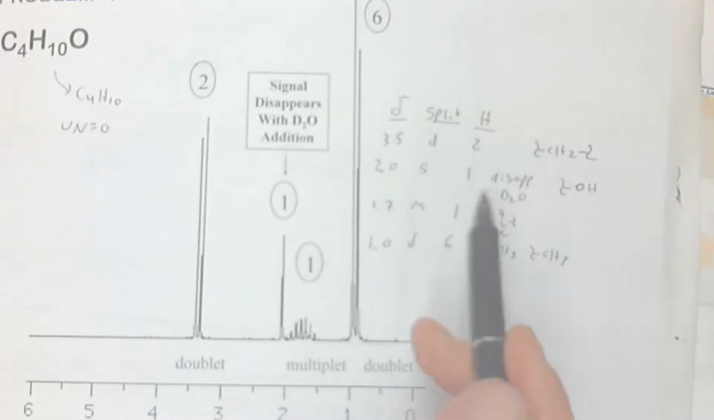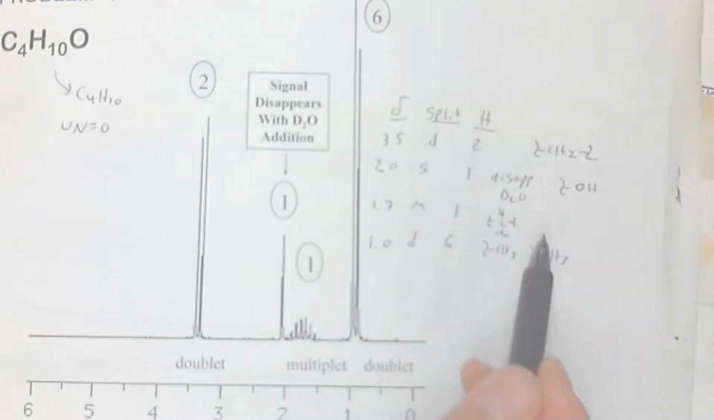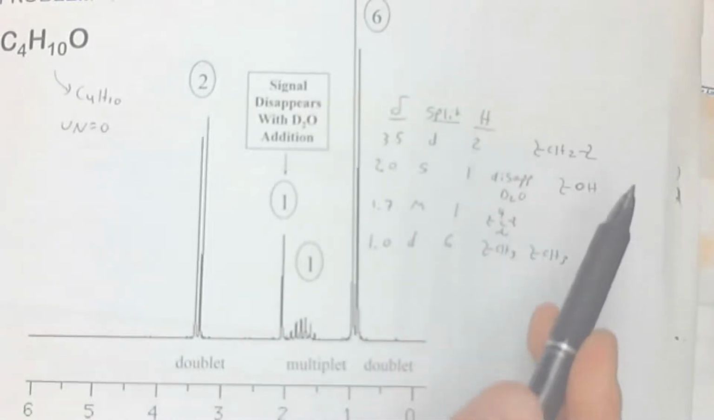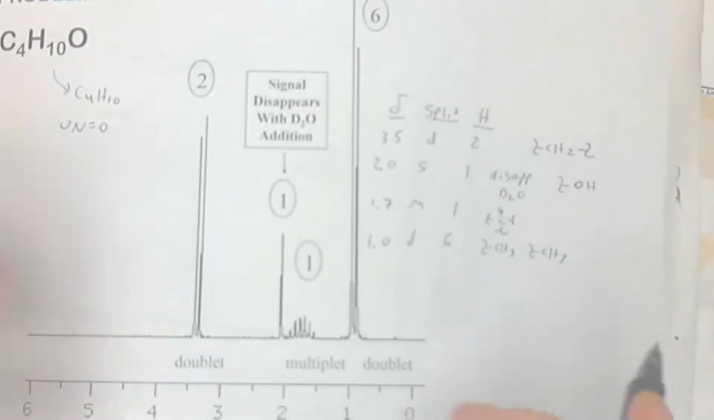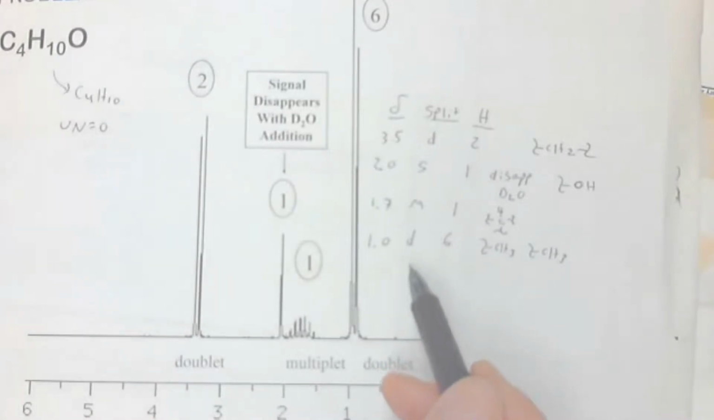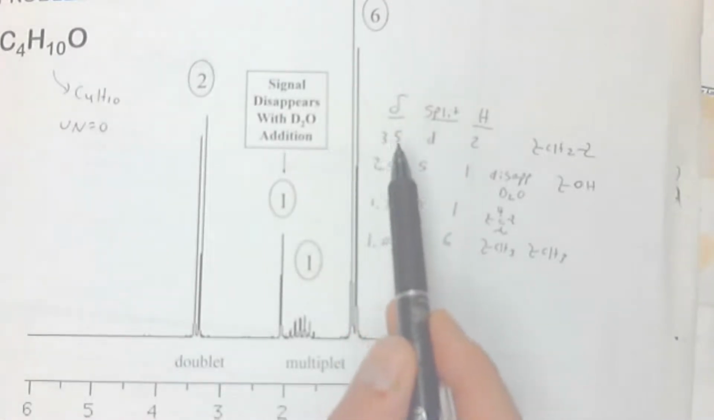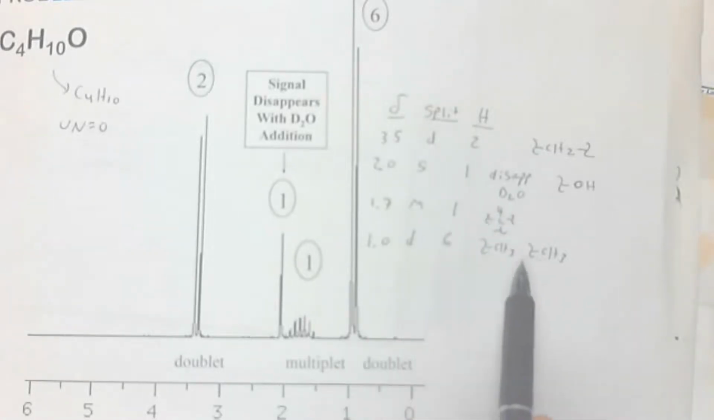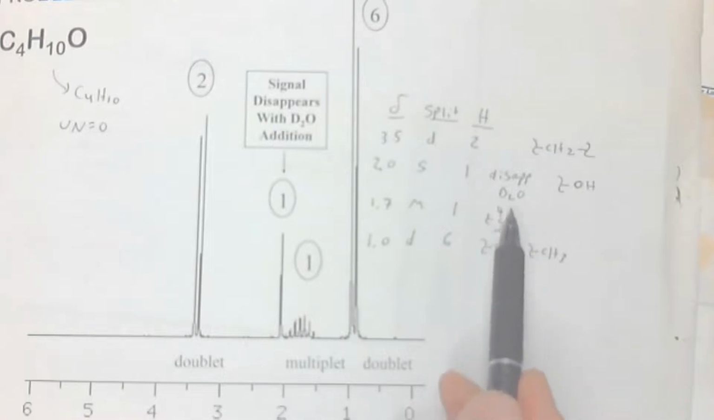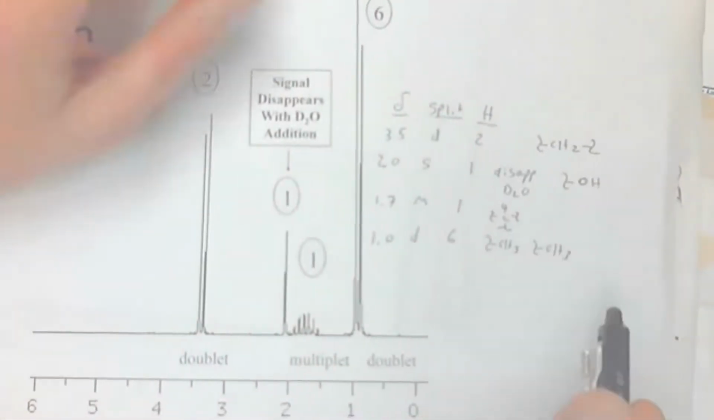But I think we can make 2 deductions. These guys are connected and these guys are connected, right? So I love that doublet. The doublet is, you know, unmistakable. The doublet, actually, that's unmistakable too. A doublet absolutely means these are connected to a CH. There's only one CH. These guys are connected. So erase everything and draw an isopropyl group.